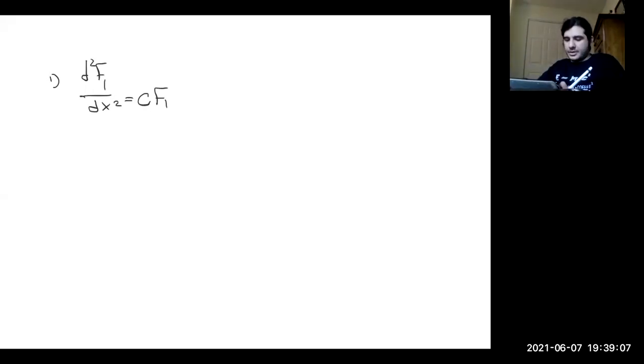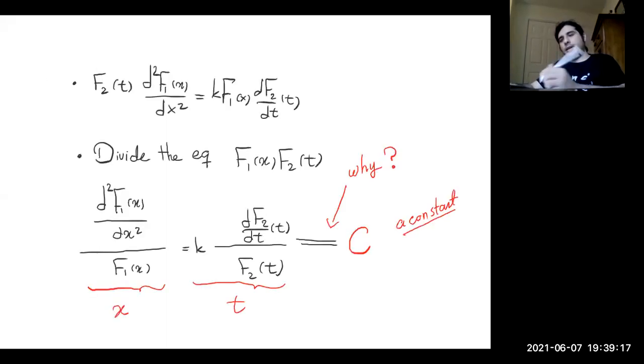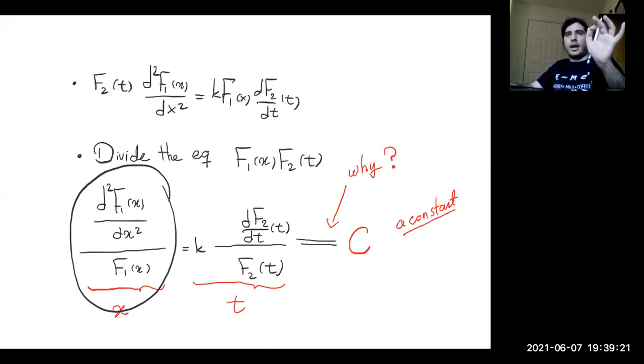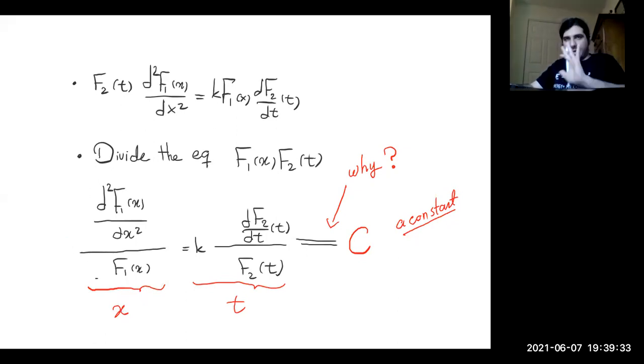There's a comment in the chat. Yes, okay, let me go back. The reason I'm assuming they are constant is that this one is only a function of x. I assumed f1 is a function of x, so its second derivative is a function of x. If I divide that by f1, it is a function of x. So this thing is just a function of x, no t, something like e to the x, cosine of x, something like that.